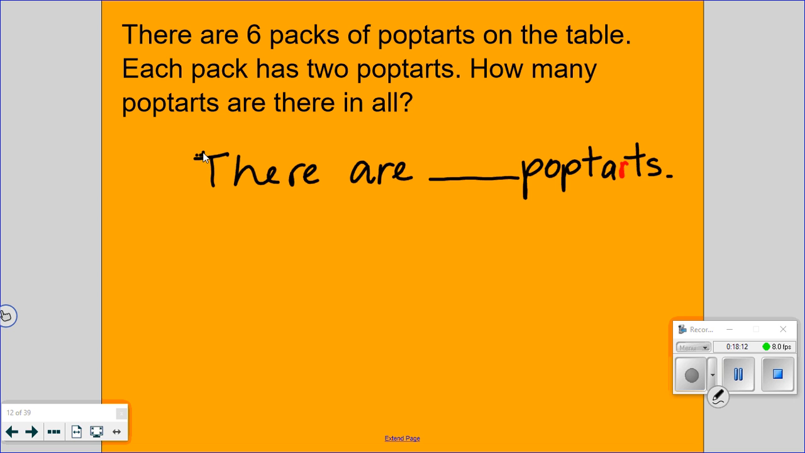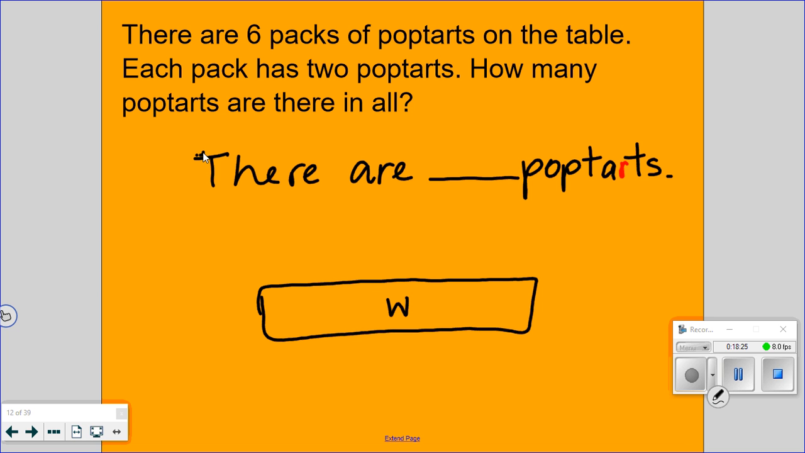Now we're going to make our model. Do I know the total number of Pop-Tarts yet? No. I'm going to go ahead and draw a really big box. And I'm going to put a W in it because I don't actually know my total or my whole. I know I'm going to have a total, but I don't know what it is. But I do know some things. I know I have 6 packs.